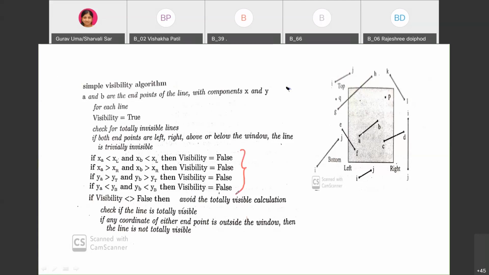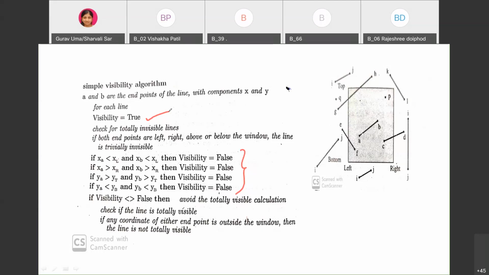Now, if the visibility is true, then the line is completely visible. And if the lines are not visible, that is invisible, we will consider it as false. It means those lines which are visible, we will consider as true, and those lines which are completely not visible, we will consider as false. So this is the algorithm. We call it a simple visibility algorithm.